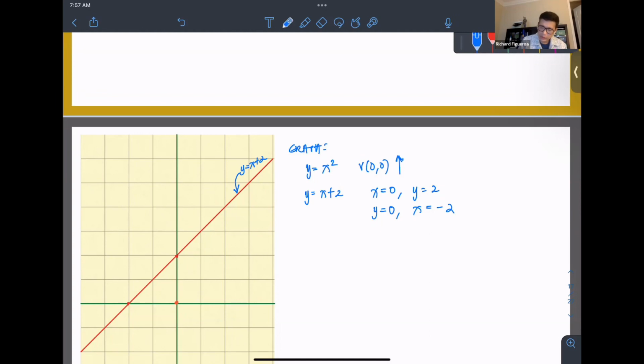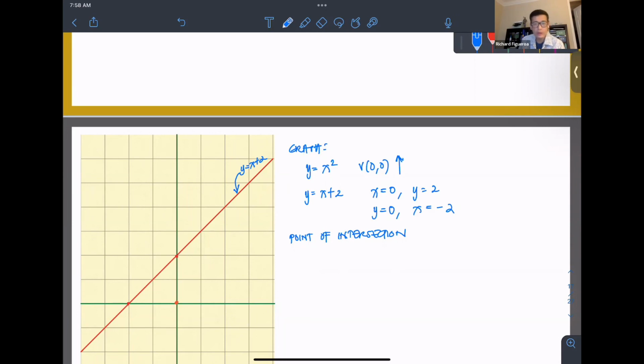So I'm just going to get the point of intersection of the parabola as well as the line. The point of intersection will serve as the boundary in finding the area bounded by the line and the parabola. In getting the point of intersection, we just simply equate the two equations.